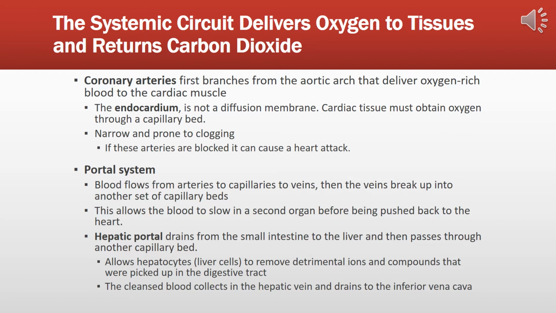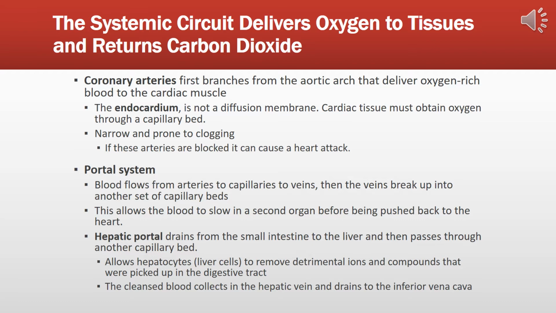Now we're going to talk about portal systems. Blood flows from arteries to capillaries to veins, and then the veins break up into another set of capillary beds, and this is what a portal system is. They allow the blood to flow into a second organ before pushing it back to the heart.